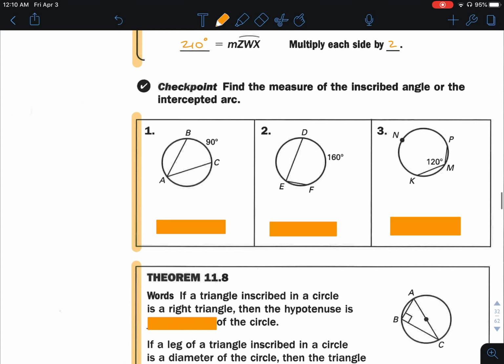All right, checkpoint. So find the measure of the inscribed angle or the intercepted arc. So either one. In number 1, I'm given my intercepted arc. So I'm going backwards. So let's use that theorem that we have. I have my angle BAC, which is the angle that I want to find, equals half of BC.